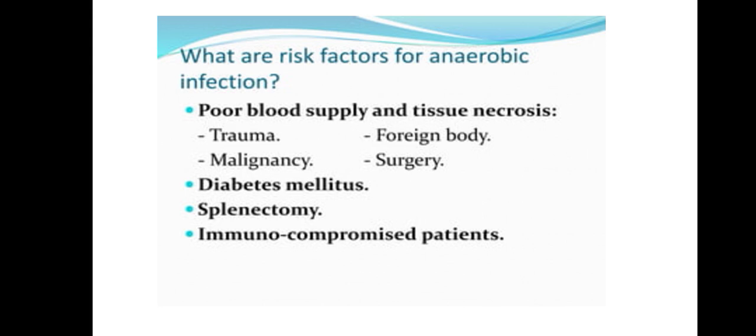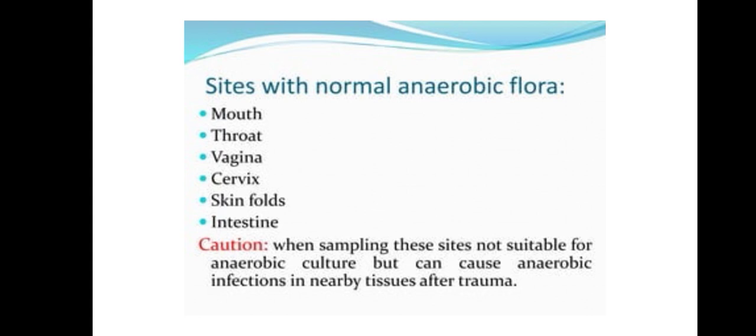What are the risk factors for anaerobic infection? One is poor blood supply and tissue necrosis. Second is diabetes mellitus. Third is splenectomy and immunocompromised patients. The sites with normal anaerobic flora in our body are mouth, throat, vagina, cervix, skin fold, and intestine. Sampling these sites is not suitable for anaerobic culture, but they can cause anaerobic infection in nearby tissue after trauma, that is surgery.